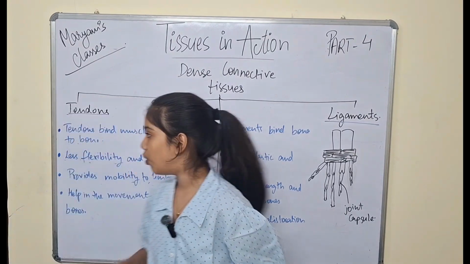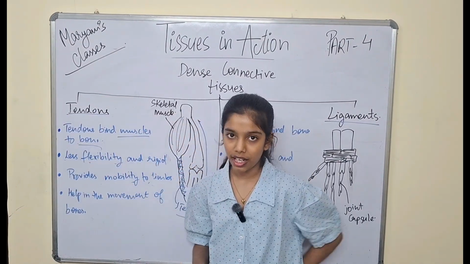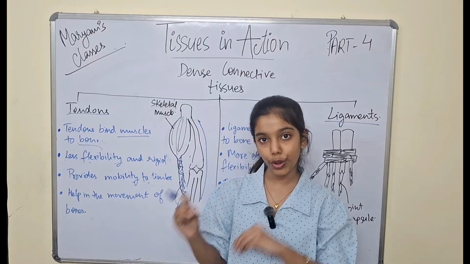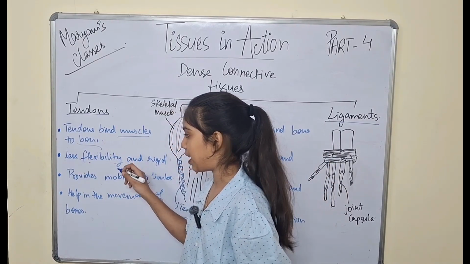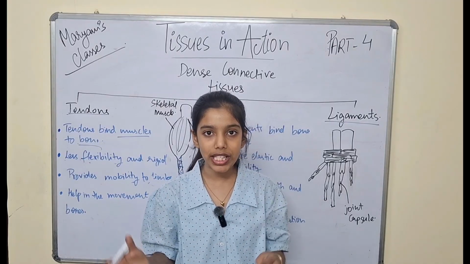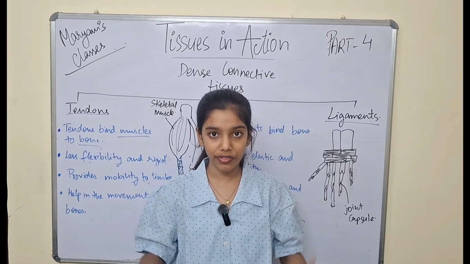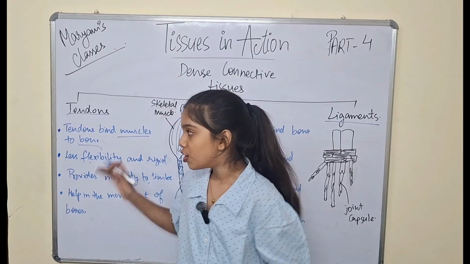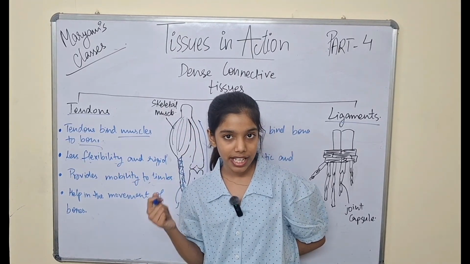Okay, so tendon binds muscles to bone. It binds muscle and bone together, and it provides less flexibility. Why? Because when it is about bones, they do not need that much flexibility. So it provides less flexibility and it provides rigidness to them.